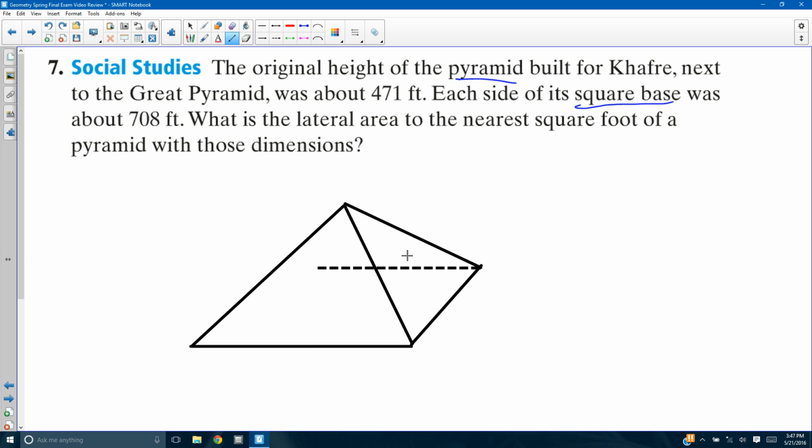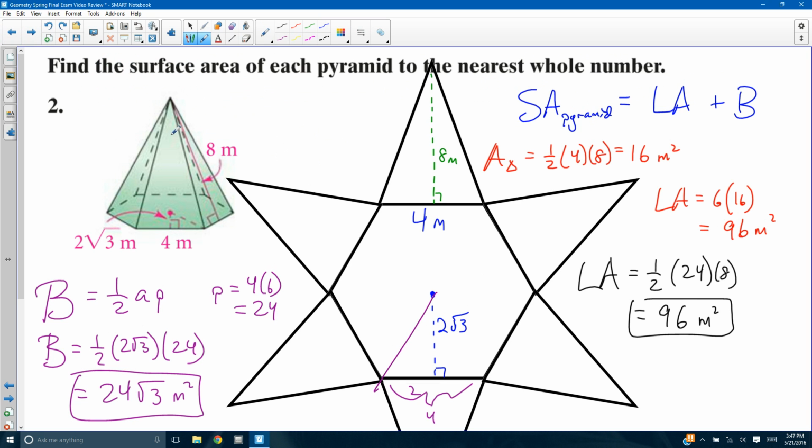That's not looking too good. Let's extend that a little more. There we go. All right. Pretty nice. Now, they mentioned height. Okay. Last time, what did I use? Slant height. They're mentioning height.